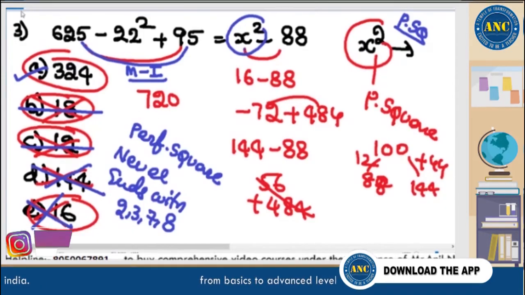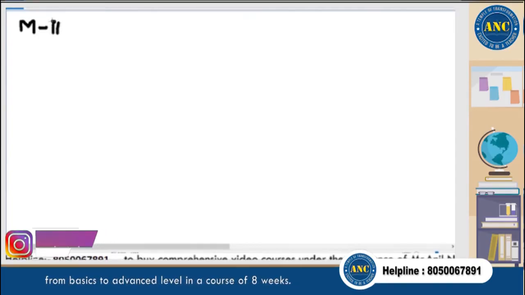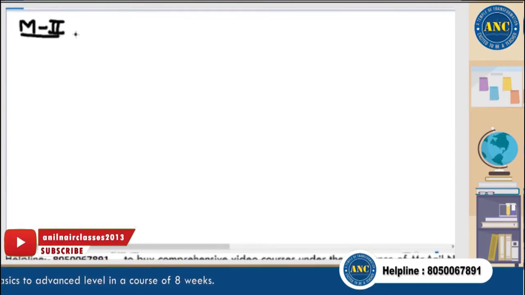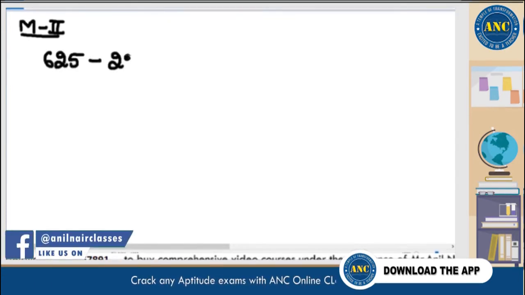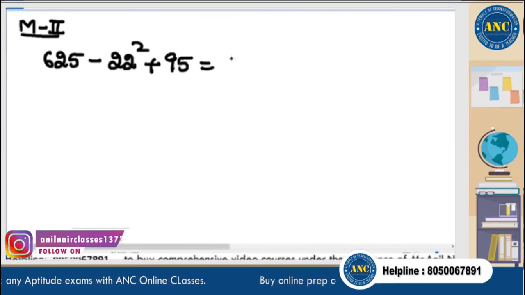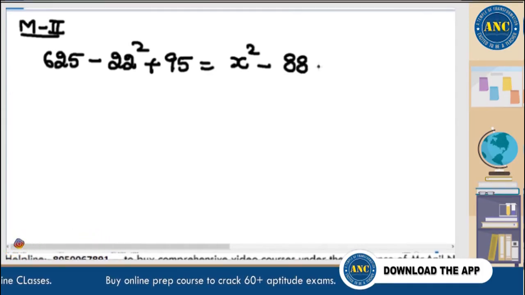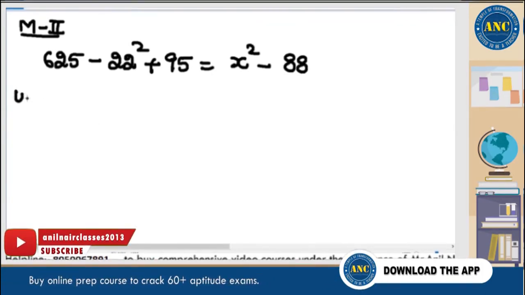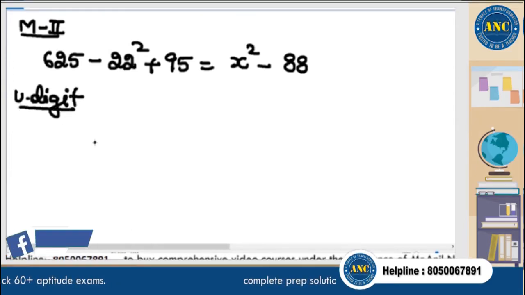My role is to teach you multiple methods. You will take what you think is comfortable. I am not here to tell you, please take this method, practice more and decide what you think is good. I will never tell you that this method is the best method. It all depends upon your practice. Method 2: play with the unit digit.